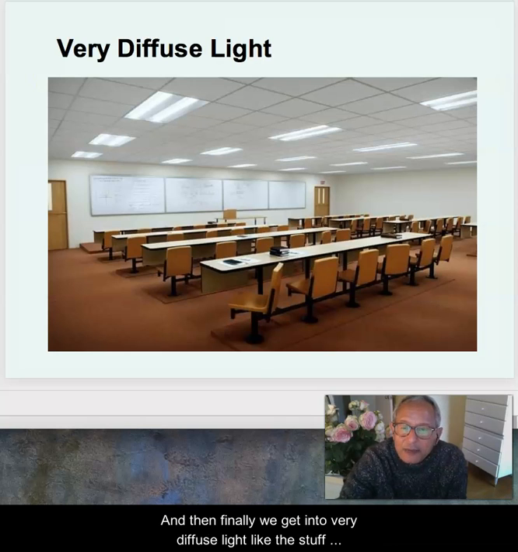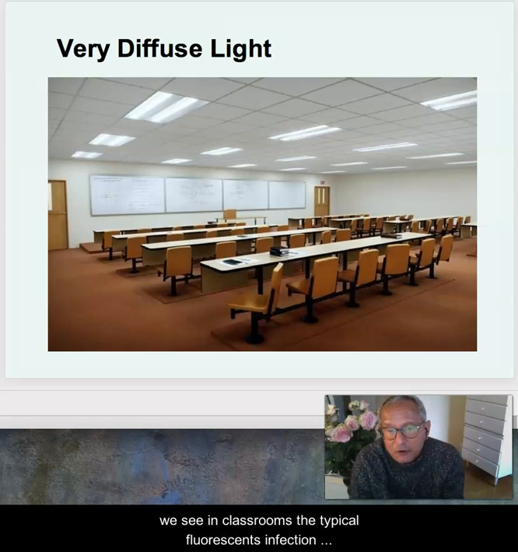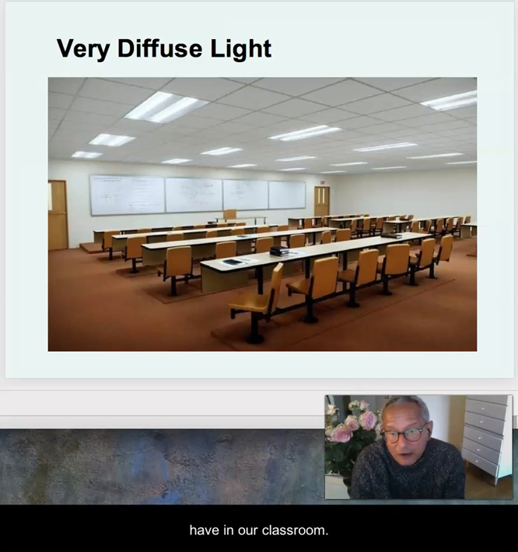And then finally we get into very diffuse light, like the stuff we see in classrooms, the typical fluorescence. And in fact, these are a lot like the direct, indirect fluorescence that we have in our classrooms at community college.